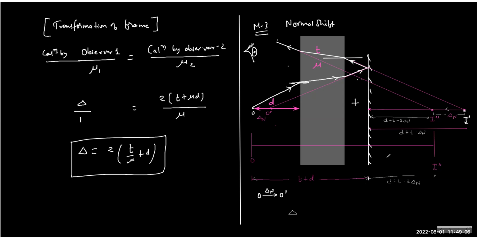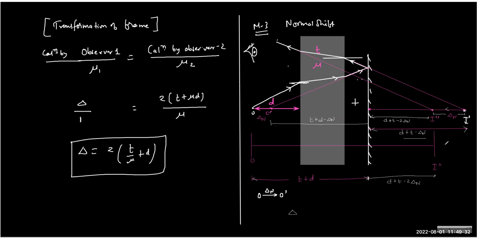Yeah, that I understood. Now the mirror will form the image of O dash. How far is O dash? O dash is t plus d minus delta n away from the mirror. So the image will be exactly behind by the same value: t plus d plus t minus delta n, correct? Yeah, till that I understood.